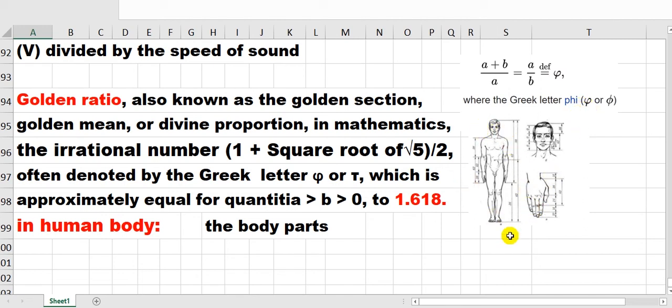Also, in the human body, you will see this ratio, the golden ratio, 1 to 0.616 in the body. If you want details, go to the encyclopedia. This is about the ratio.